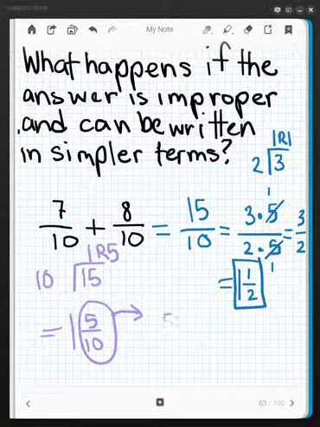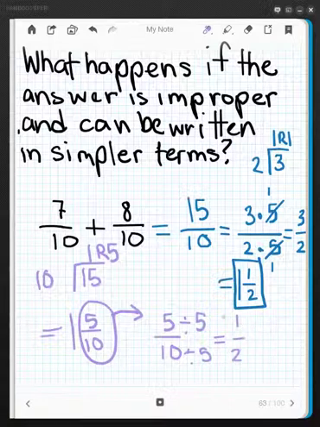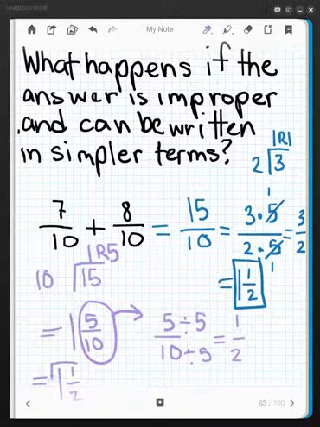And this fraction, 5/10, I can use the GCF method to reduce this. I can take the GCF of a 5 out of there. And so my 5 out of the numerator and my GCF 5 out of the denominator. 5 divided by 5 equals 1. 10 divided by 5 is equal to 2. And now I can rewrite this as 1 and 1/2, the same answer I got before.